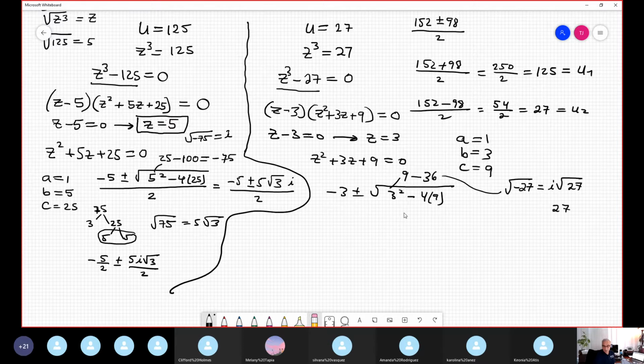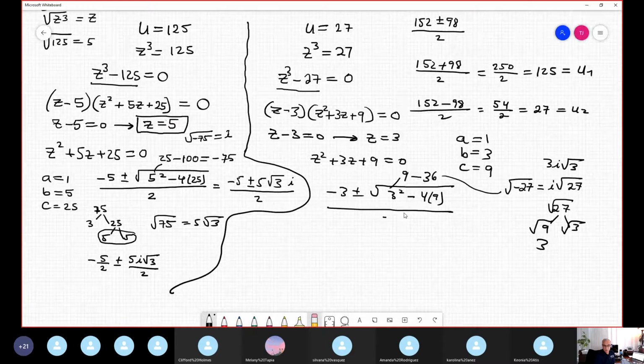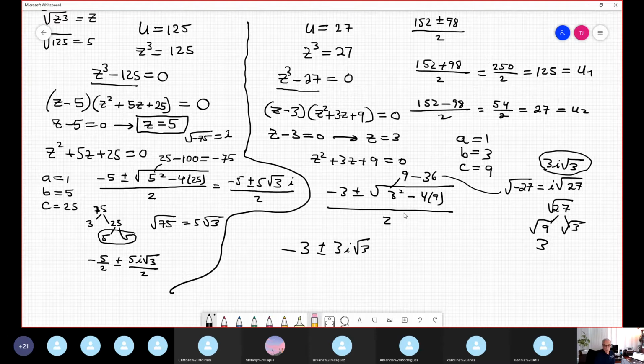But 27 I know is 9 and 3. And the square root of 9 is 3. But actually, this is 3i radical 3 divided by 2. I forgot, divided by 2. So it's minus 3 plus and minus 3i radical 3, I just copy that part, divided by 2. Split the common denominator.